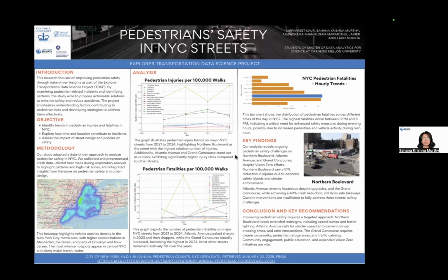We're all graduate students at Carnegie Mellon University, majoring in data analytics for science, and we're excited to present our research topic titled Pedestrian Safety in NYC Streets, which is part of the Explorer Transportation Data Science project.